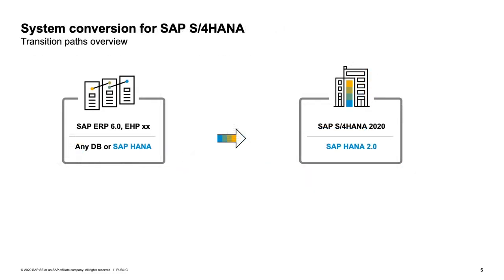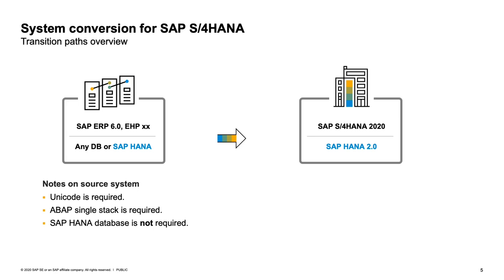For the system conversion as such, just to repeat, we have one source system. It's an ERP system, and it's converted into one SAP S/4HANA target system. The requirements for the source system are simply that it has to be ERP 6.0 with or without enhancement package. It can run on any of the supported database types. We've listed this. It can run on any database. It may even run on a HANA database as well, but this is not a requirement. Here, you see the target SAP S/4HANA 2020 runs on SAP HANA 2.0.